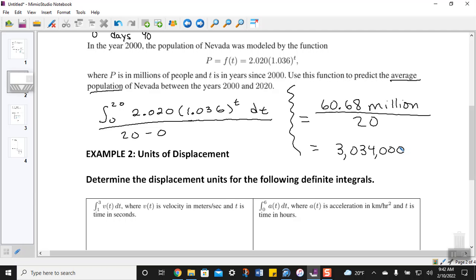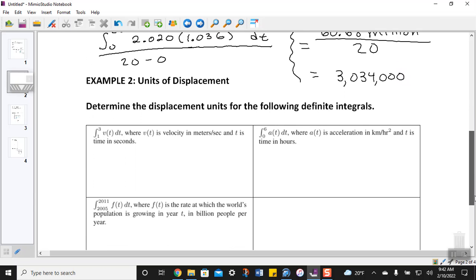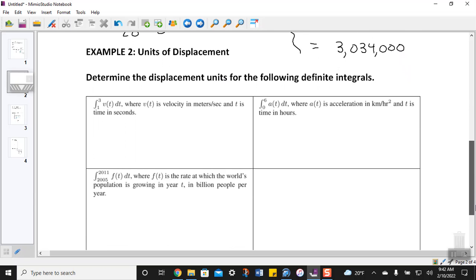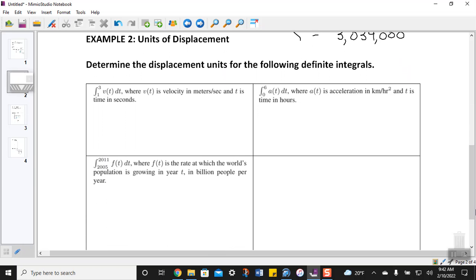All right, let's roll on. I have good news. Things kind of get easier after that example. Example 2, units of displacement, and I think you're already pretty good at this. Okay, units of displacement. It says determine the displacement units for the following definite integrals.